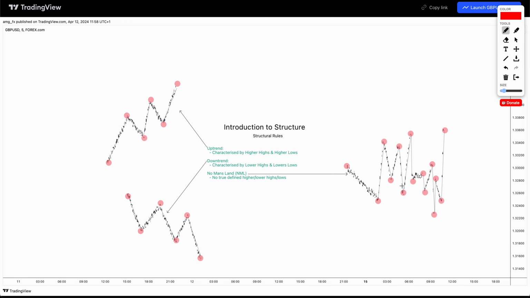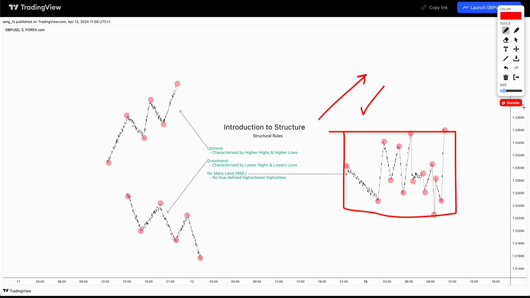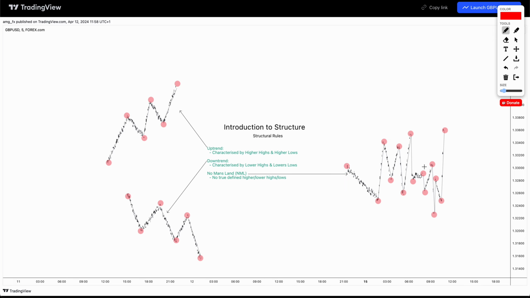So this is what we refer to as no man's land, or NML. It's advised you don't trade in this because you don't have a set direction, and a rule of thumb is you always want to trade within direction. You don't want to be taking a guess on where price is going to go, because this structure doesn't tell us anything. When there's no classification of a higher high or higher low, or a lower high or lower low, you don't know where the market is going, as most of you probably know already. So it's advised you don't trade in this.